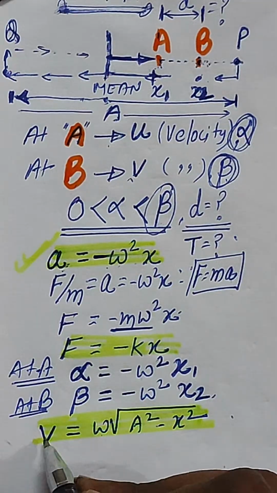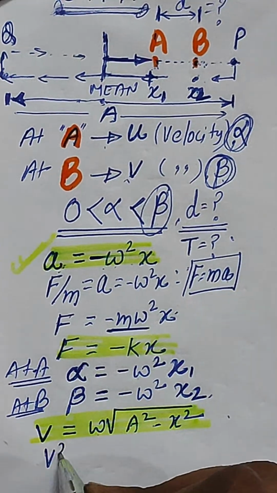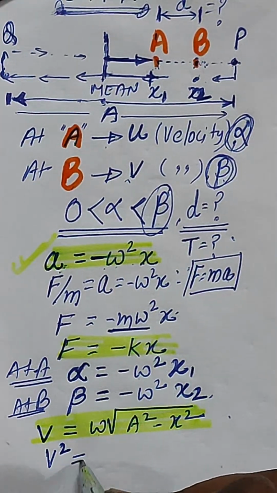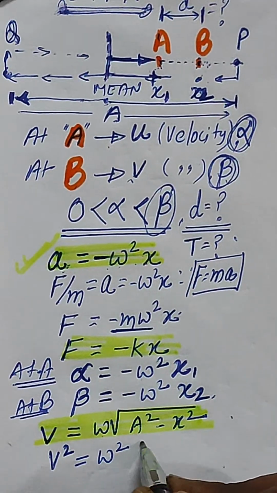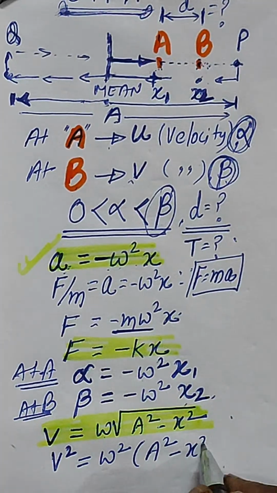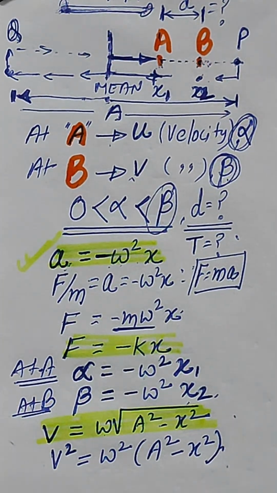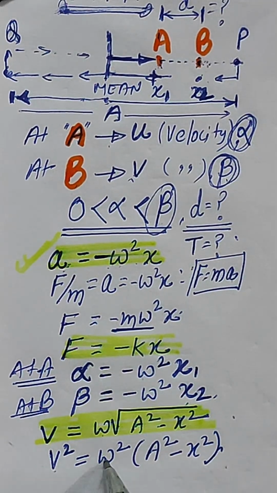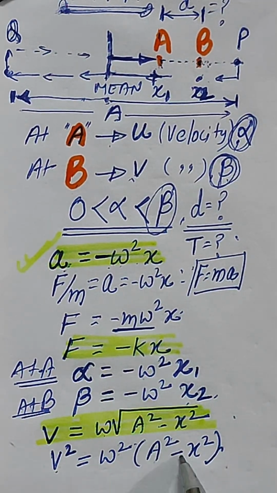Since v equals omega root over a square minus x square, squaring both sides will give v square equal to omega square, and the root will be eliminated. It will be a square minus x square, my dear friends. Hello Suleiman. So this will give you v square equal to omega square into a square minus x square.